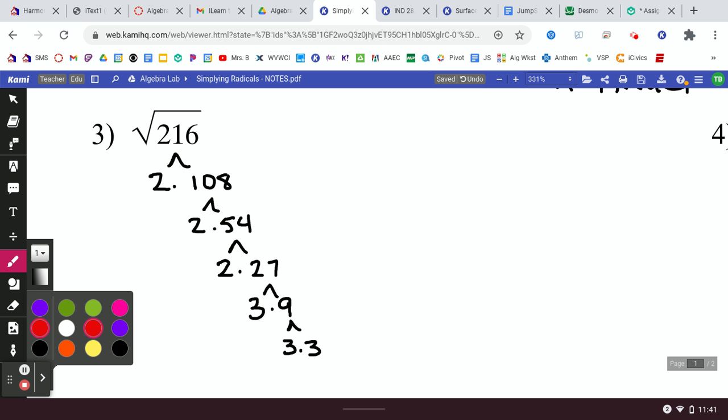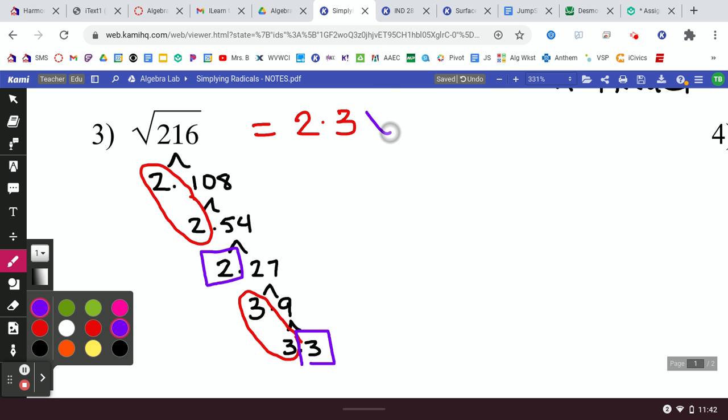So down to my next step. I circle a pair of 2s. They come out as 1. I circle this pair of 3s. They come out as 1. What couldn't I circle? This 2 and this 3. Neither one of them had a pair. The 2 didn't have another pair, there was an odd number. And the 3, there was an odd number. And then the last step is remultiply if needed. So 2 times 3 is 6. And then under the radical, 2 times 3 is 6. So that is 216 simplified right here.